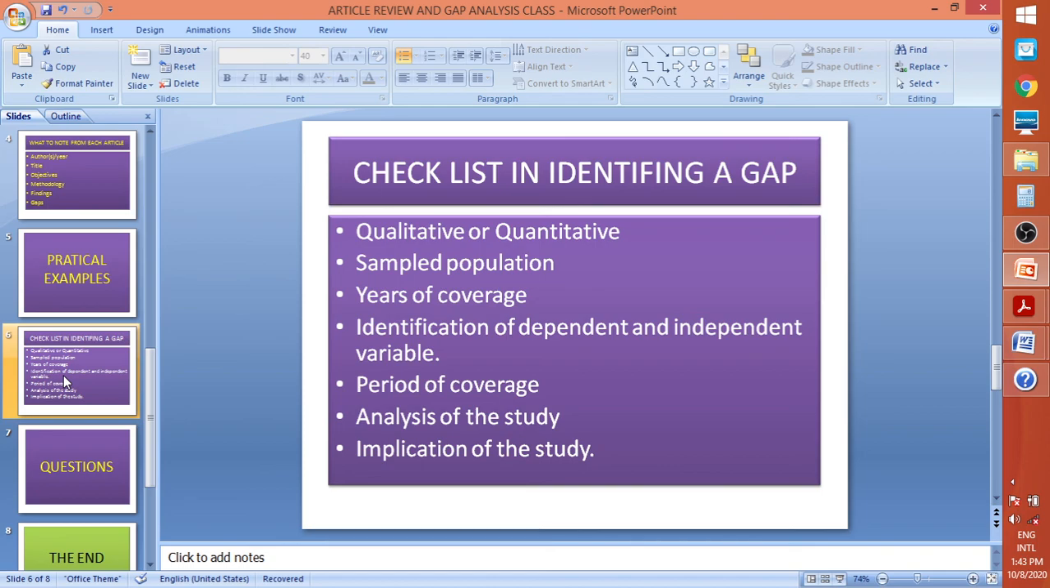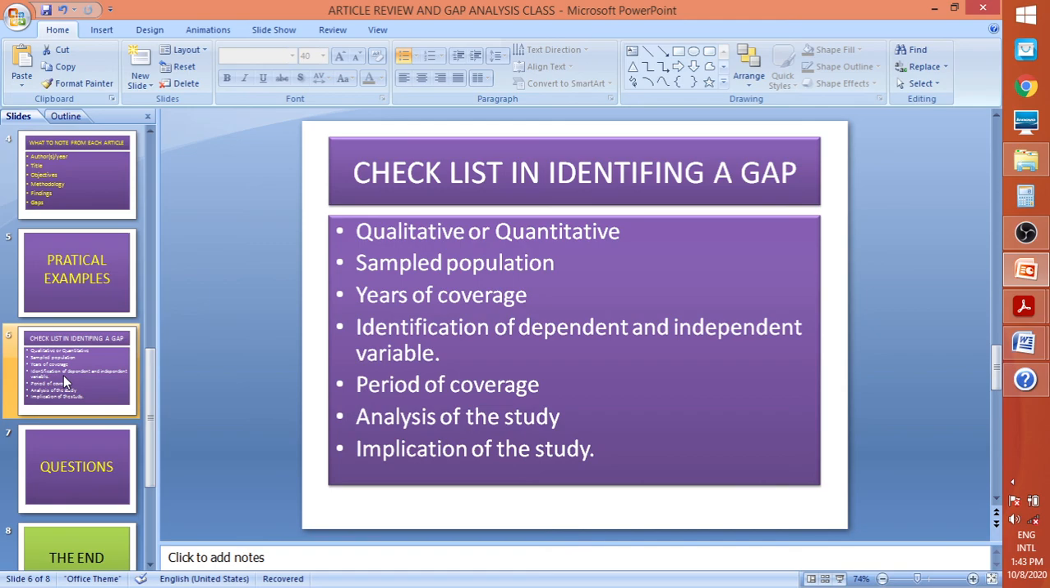Then the next thing is sampled population, like we just did in the article which we just reviewed. The sampled population was small compared to the number of airlines which you have. So when the sample population is too small, just use that as a gap. No need of looking for what is not there. That's a gap, and it is actually okay.